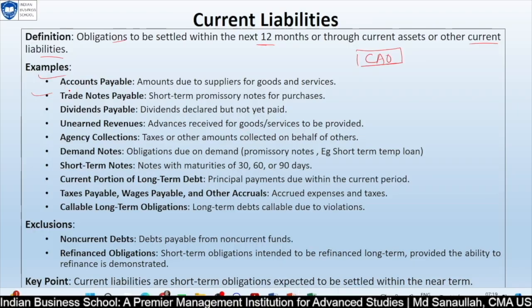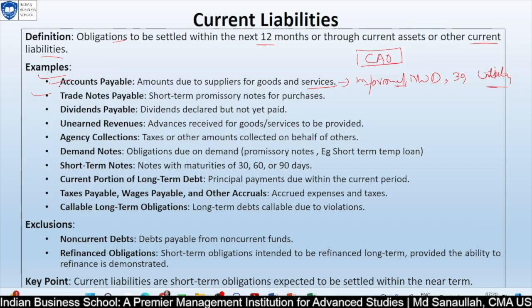We'll understand accounts payable. Accounts payable is the amount due to a supplier for goods or services. That is first of all informal. It is not a written document, and it is for a shorter period of time, for 30 days or something. For example, utility and water bills are considered under accounts payable.